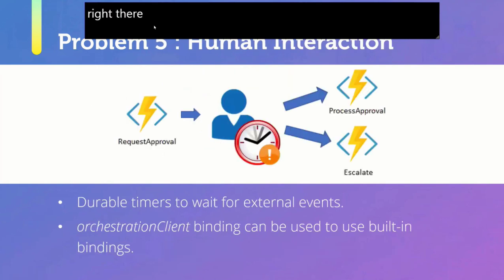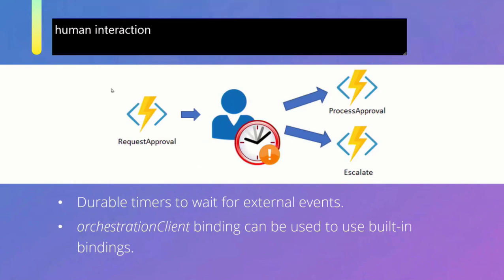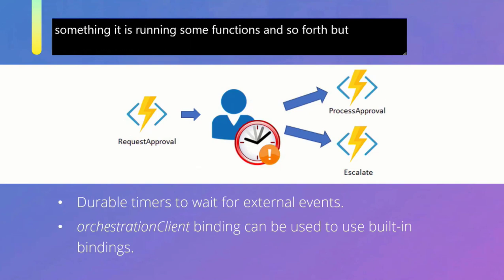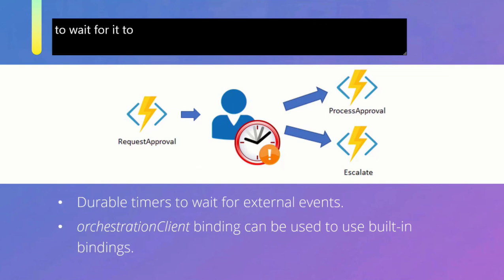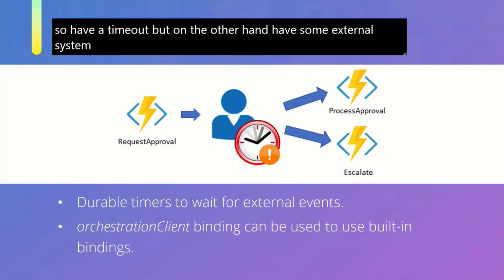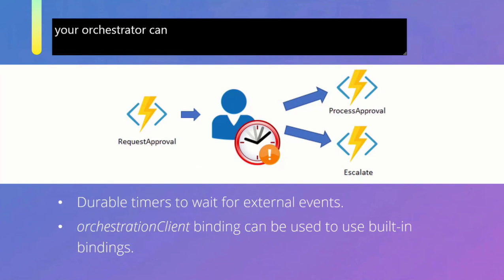All right, there you go. Human interaction. Okay, I'm going to put it there. So in this case, we got an orchestrator. It has to do something. It is running some functions and so on and so forth. But at some point, you need some manual intervention. I mean, you have to have some kind of a third-party API or a third-party system. You have to wait for it to interact with your system to continue, okay? Or maybe not. You should maybe even have a timeout. So have a timeout, but on the other hand, have some external system ping you as well so that your orchestrator can continue to the flow that you have with the other function executions that you might have.